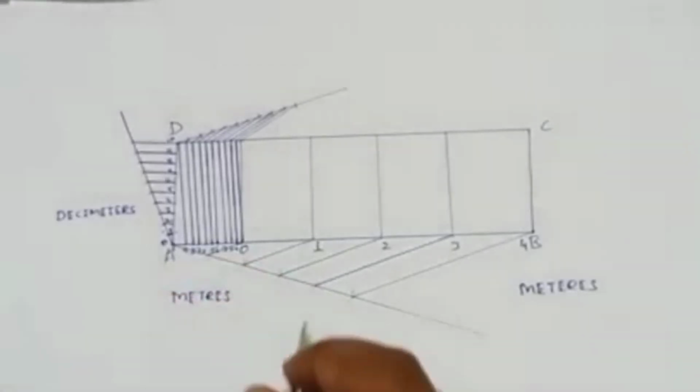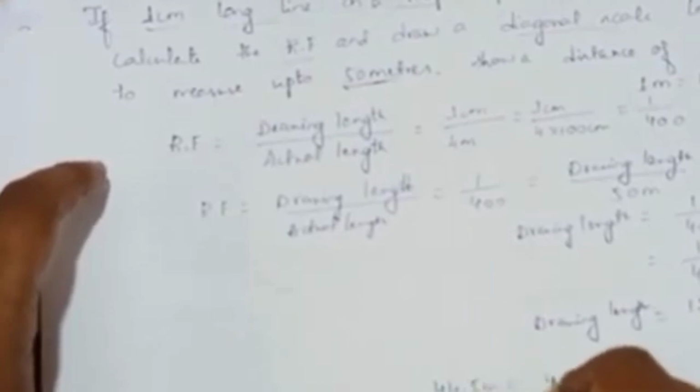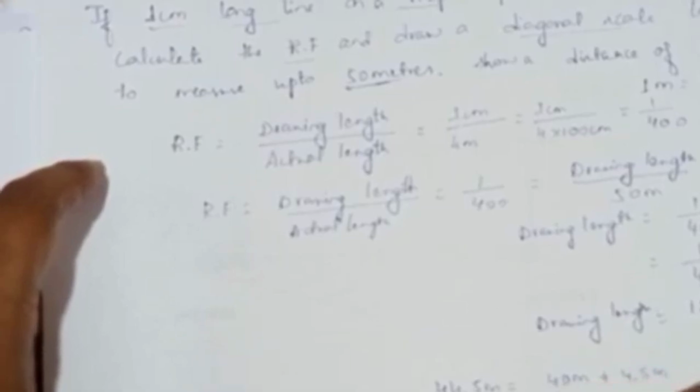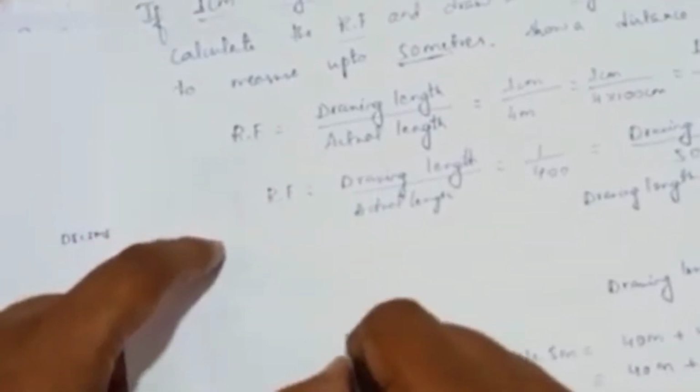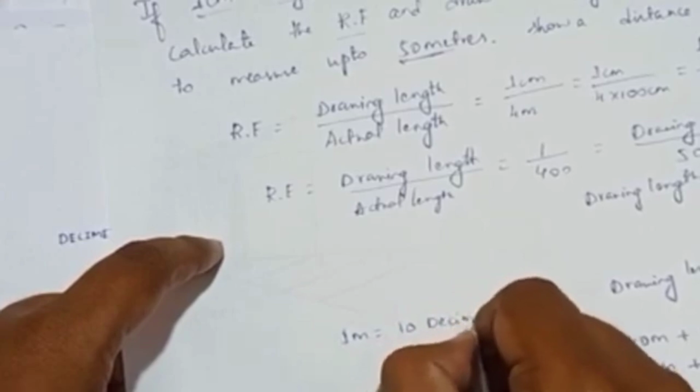Now we have to show the dimension. Okay, the dimension of 44.5 meters. So for our easy understanding, we'll divide into smaller parts here, that is 40 meter plus 4.5 meter. Again 40 meter plus 4 meter plus 0.5 meter. Okay, so we know that 1 meter is equal to 10 decimeters.